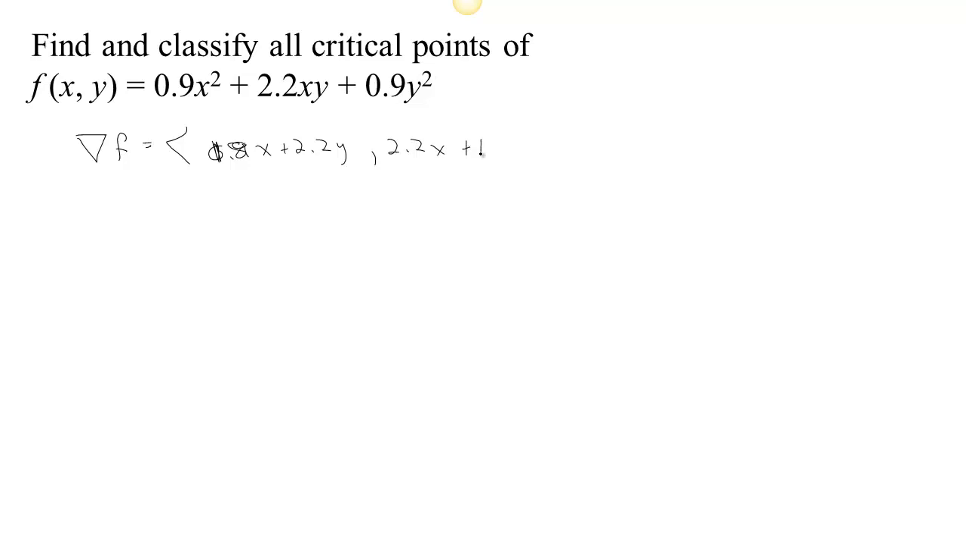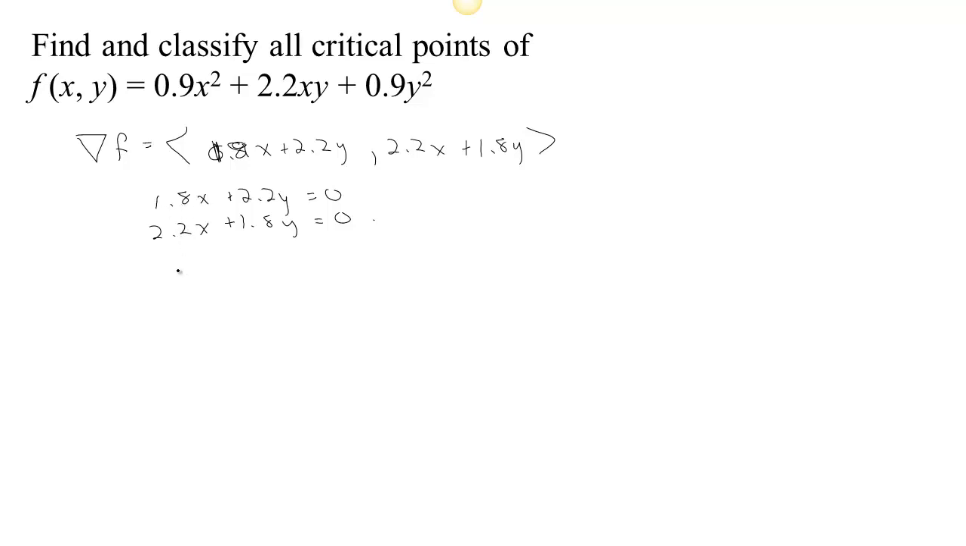Now, to find critical points, we have to figure out where this gradient is equal to 0. It might help us to multiply by 10 and divide by 2 with each equation.